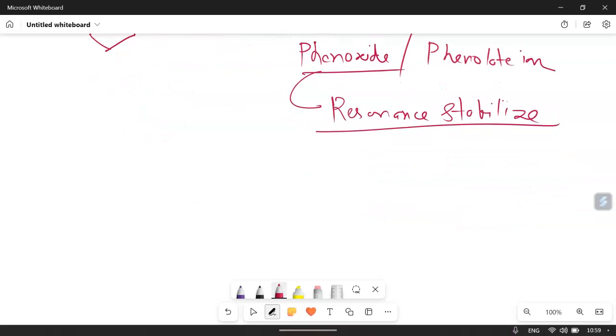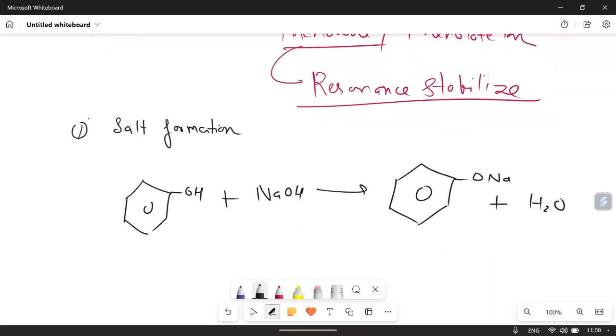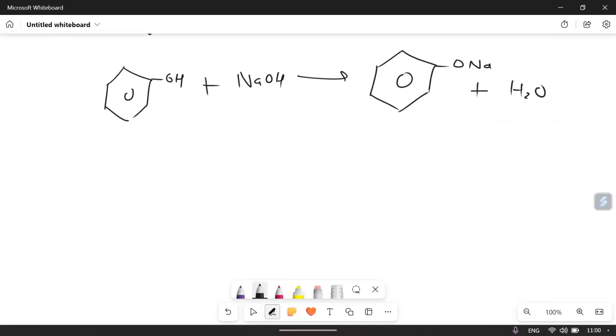Let's discuss the first reaction, salt formation, in the acidic nature of the OH group. The phenol is treated with NaOH to form sodium phenoxide, plus a water molecule will be removed. Okay, so this is the salt formation.